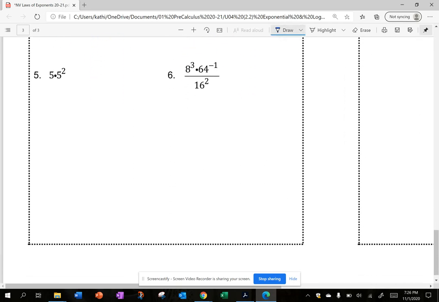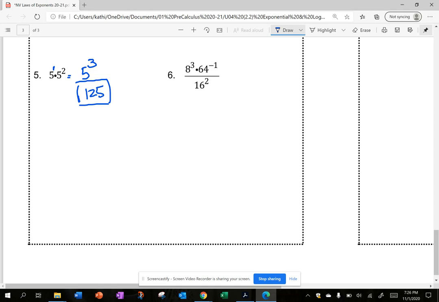All right, let's look at number 5. 5 times 5 squared. I am going to add my exponents, so this is 5 cubed. 5 cubed is one of those that we should have memorized. 5 times 5 is 25, times 5 is 125.